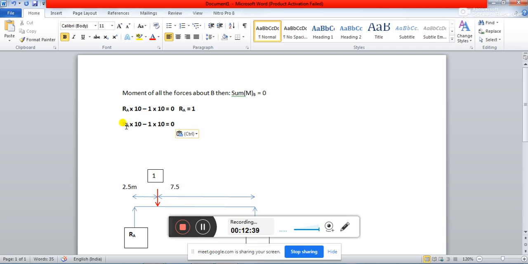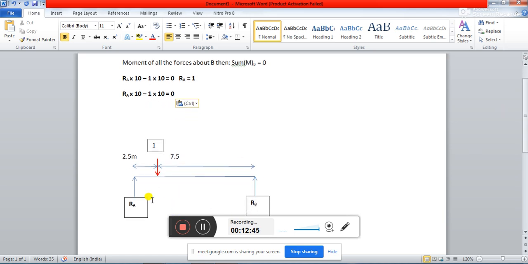Tell me. RA into 10 will be there. So this much length is 10 meter. Is it clear? RA into 10 meter, because RA 2.5 plus 7.5, so 10 meter, and this one load now has been moved by 2.5 meters. So the moment about B, when you will be taking, this portion will be changing to how much? 7.5. Is it clear to everyone? Why is it 7.5? Have you understood?